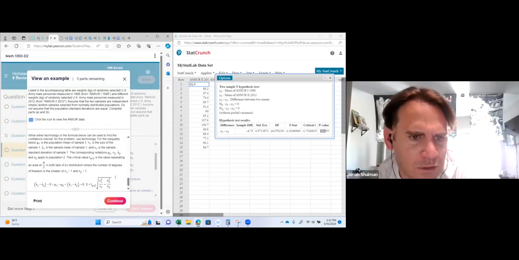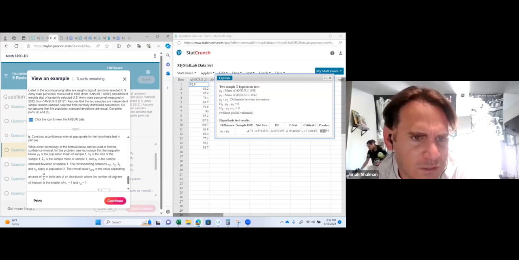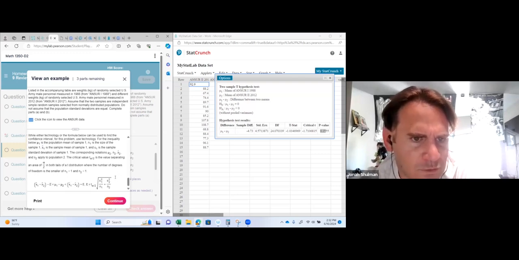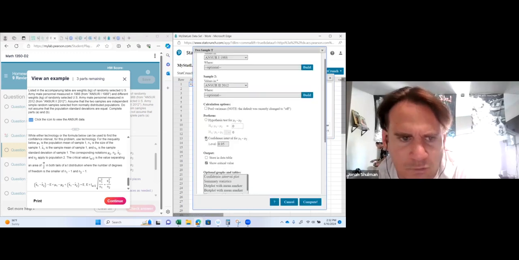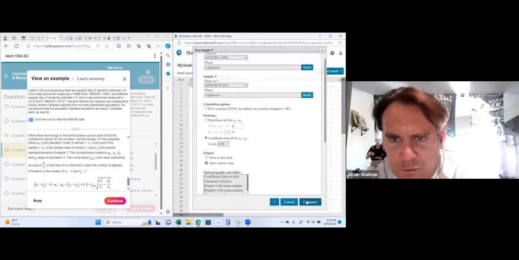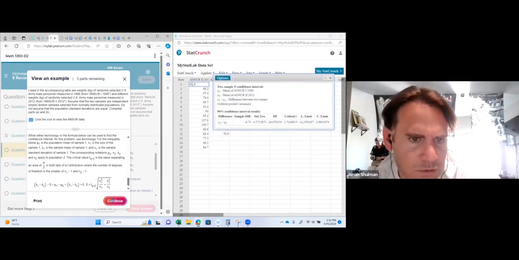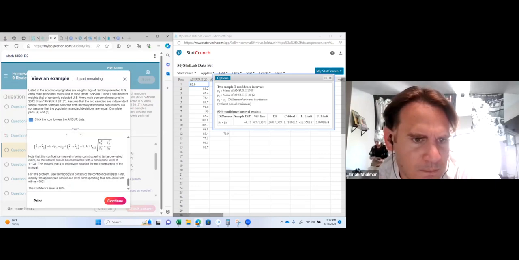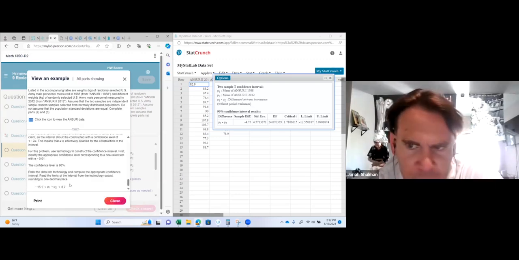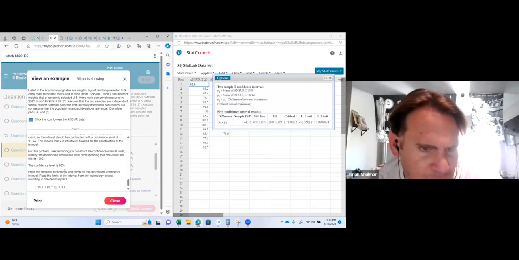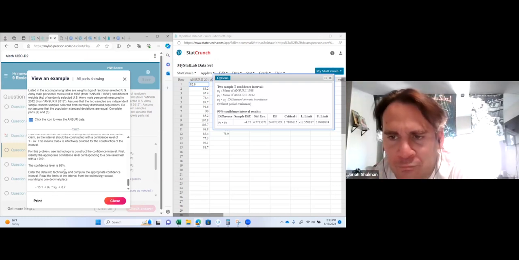Now we have to find the error. While either technology or the formula below can find the confidence interval for this, we could just do options, edit, and change this to confidence interval. And then I believe we just have to drop this to 0.90, and that should give us the values we want. So they say the confidence interval level is 98%, to give a negative 16.1 to 6.7.